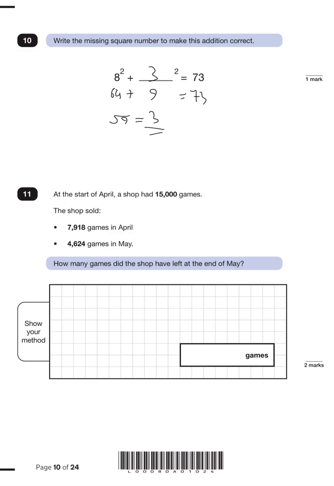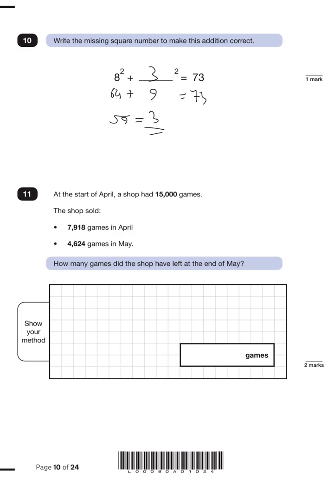Number 11. At the start of April, a shop had 15,000 games. The shop sold 7,918 games in April, 4,624 games in May. How many games did the shop have left at the end of May? So if I add April and May together, I would know how much was sold, and then subtract that from how many games they had, which is 15,000.